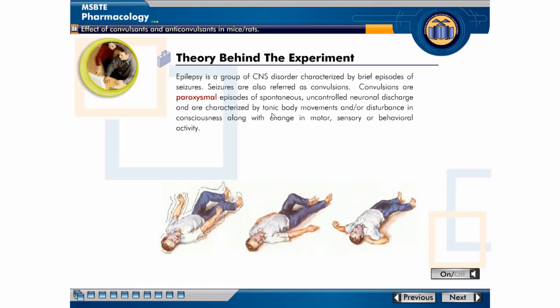When a seizure or epilepsy occurs, or any individual suffers from the epilepsy disorder, there is a disturbance in the consciousness of this individual, and along with it some changes are observed in their motor activity, sensory activity, or behavioral activity. As shown in this figure, when seizures or epilepsy occur in any individual, their condition is like this. Is it visible on your screen? Yes, ma'am. So when a CNS disorder occurs, there is a change in the motor, sensory, as well as behavioral activity.